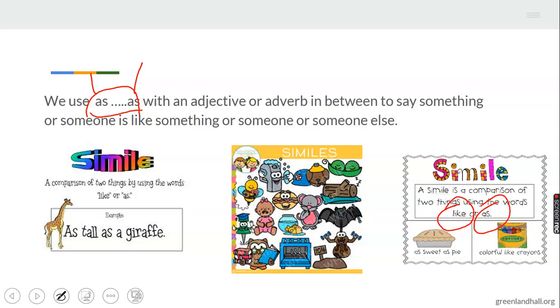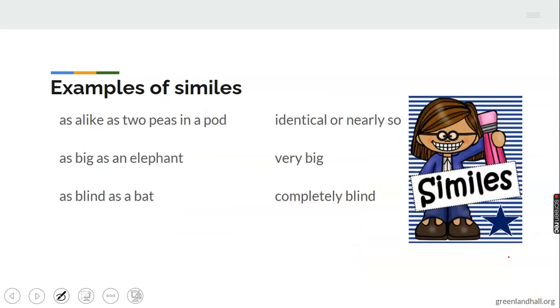Look at this one, as sweet as pie. Okay, then look at the other one, colorful like crayons. You know, crayons are colorful. Oh, I love your dress. It's as colorful as crayons, or it is colorful like crayons, any one of them. It is comparing. You use the word as, dash as, and like to compare two things.